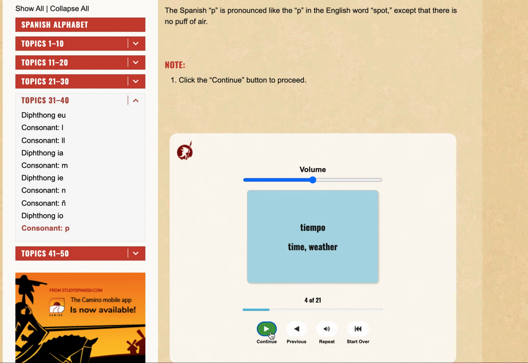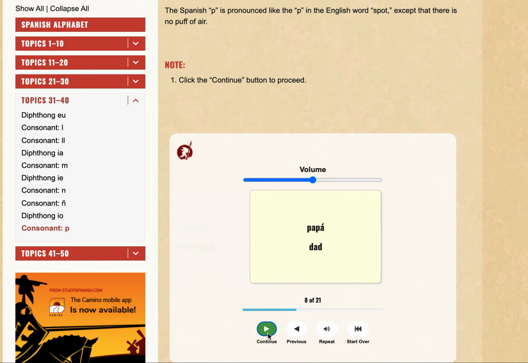Tiempo, time or weather. Pero, but. Pera, pear. Simpático, nice. Listen and repeat.